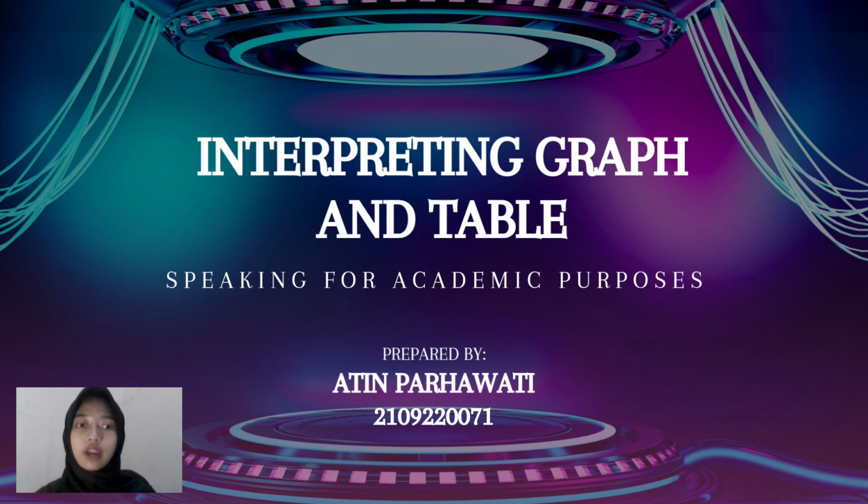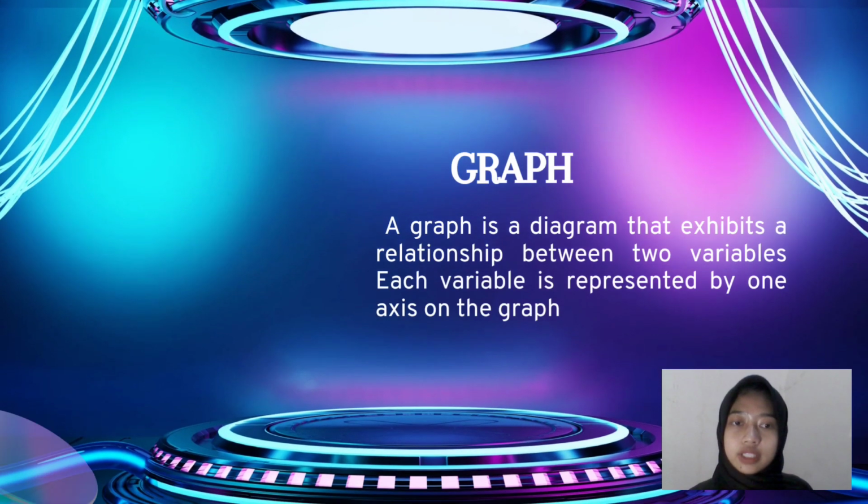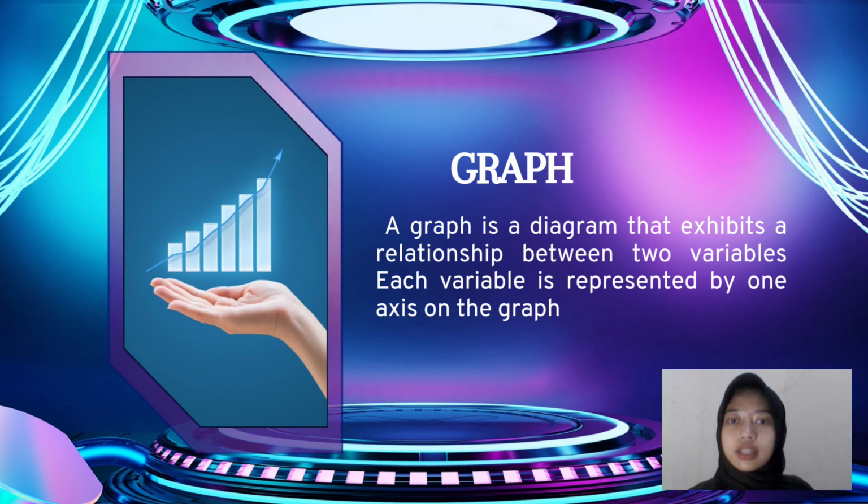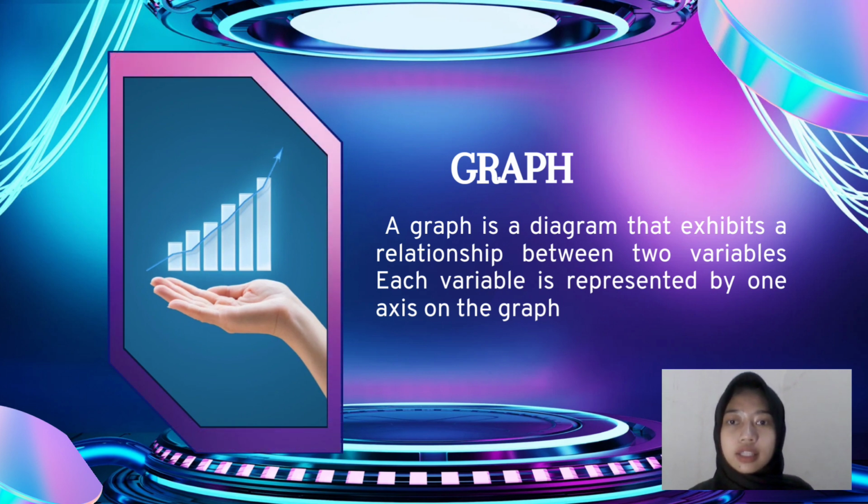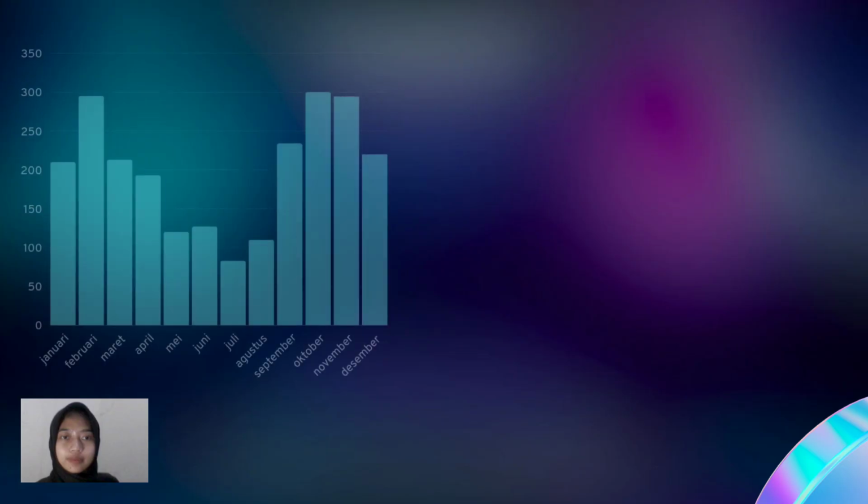In this video, I will discuss interpreting graphs and tables. Previously, I will explain the meaning of graph. Definition of graph. A graph is a diagram that exhibits a relationship between two variables. Each variable is represented by one axis on the graph. There are three types of graphs, including line graph, pie graph, and bar graph.